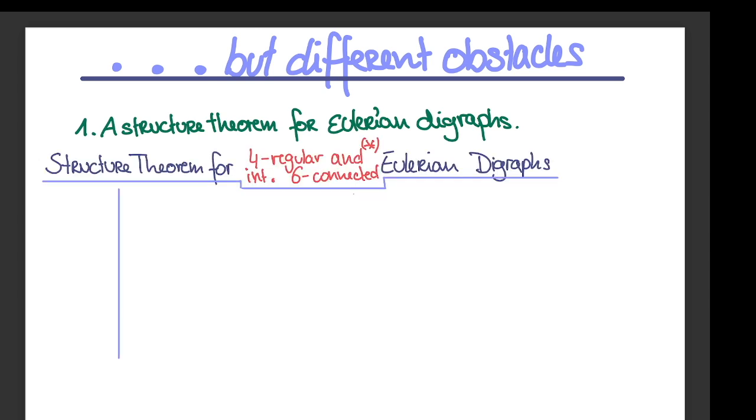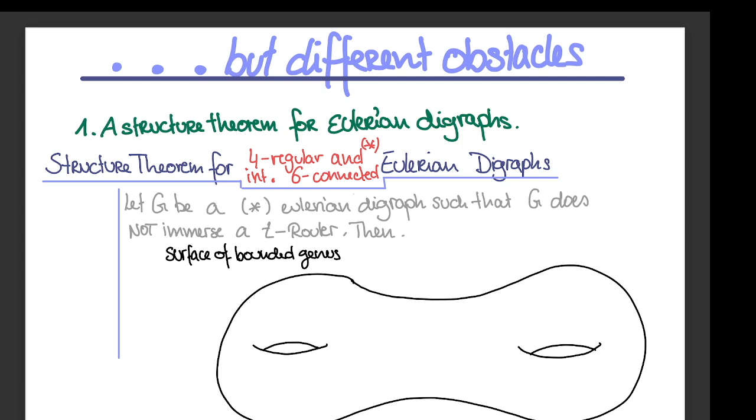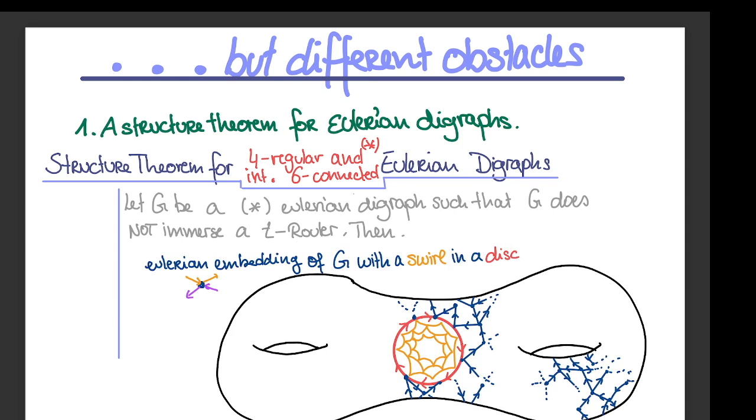Now, in a nutshell, the theorem reads as follows. So you're given a graph G that is Eulerian, and it does not immerse a large router, say a T router. Then there exists some surface of bounded genus, bounded in T, such that you can almost completely embed your graph in that surface, and more than just embed, you can Eulerian embed it. That is, you cannot cross at any vertex.